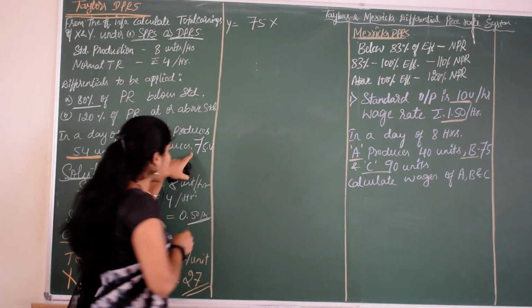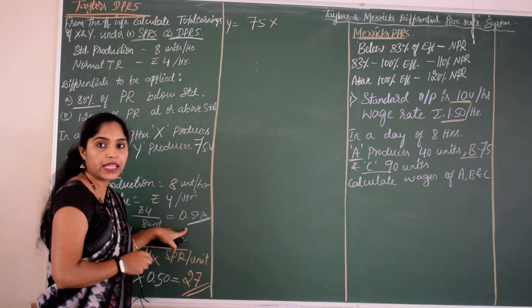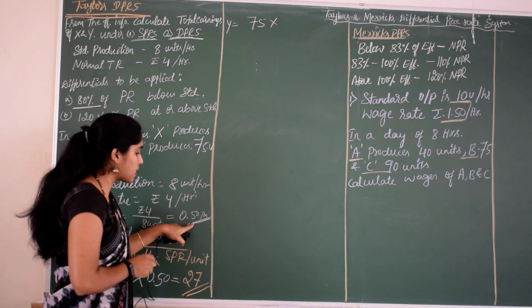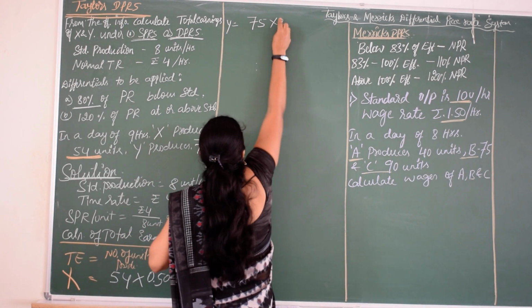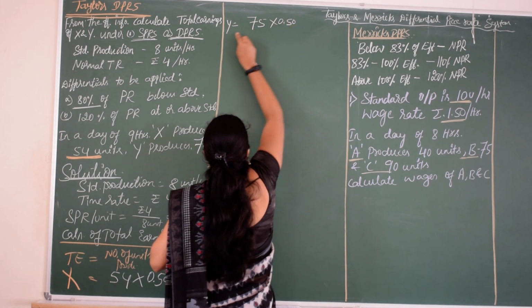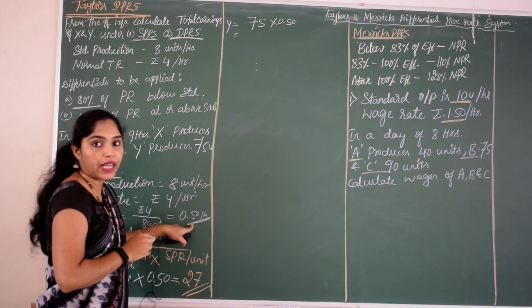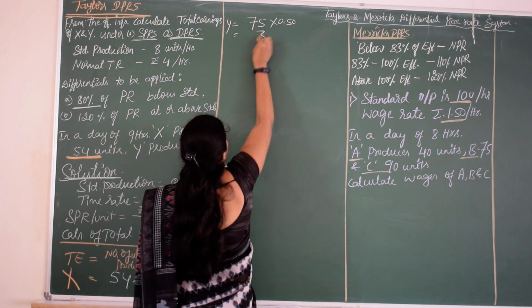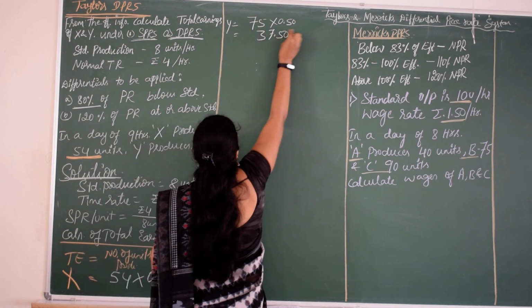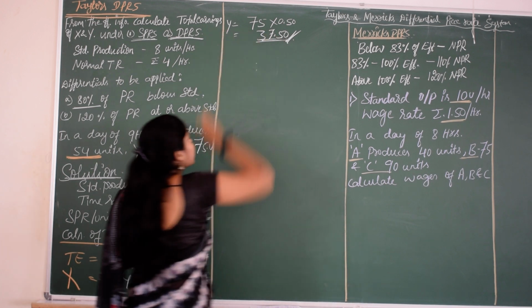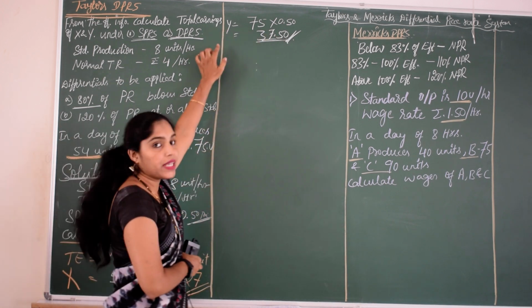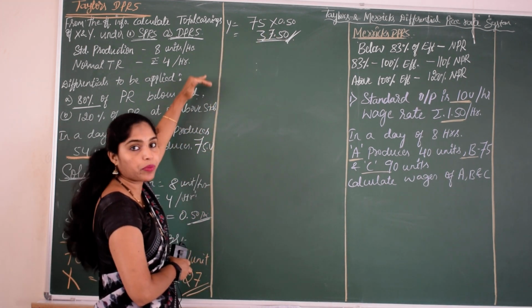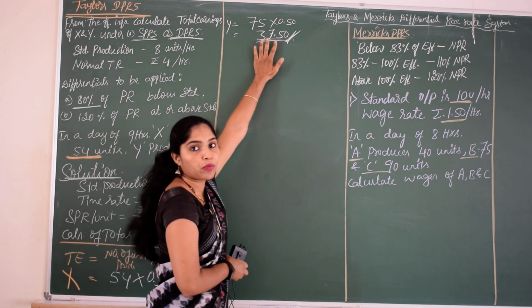So, what is the rate per unit that we have already calculated? So, 50 paise is the rate per unit. So, 0.50 or 50 paise is the rate per unit. So, if you calculate these two, you will get 37.50. So, Y's remuneration or Y's wages under straight piece rate system is 37.50.